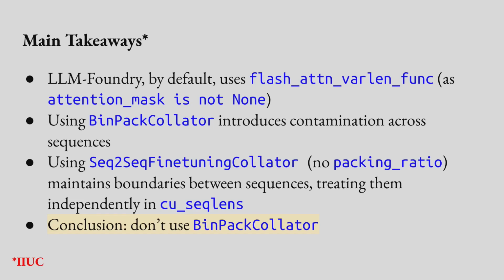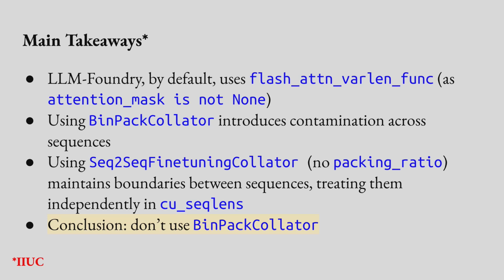Second takeaway is that using BinPackCollator introduces contamination across sequences. So even though it does correctly pack sequences into a single item from the whole batch, when you perform flash attention on it, and as you prepare all of the artifacts that are arguments to the flash attention function, we can see that it's handling multiple sequences packed into a single sequence, and then it's going to take attention on that single sequence that has multiple sequences in it. So one sequence is going to be able to quote unquote see the other sequences that it's been packed with, and that's the behavior that we don't want. We want each sequence to be treated independently.